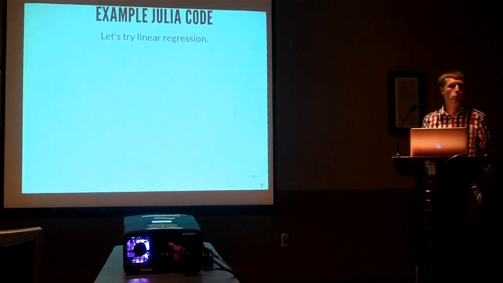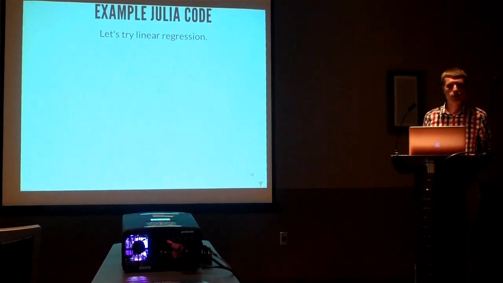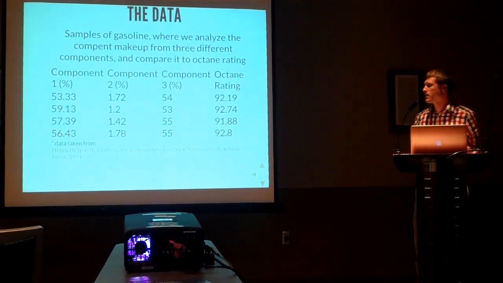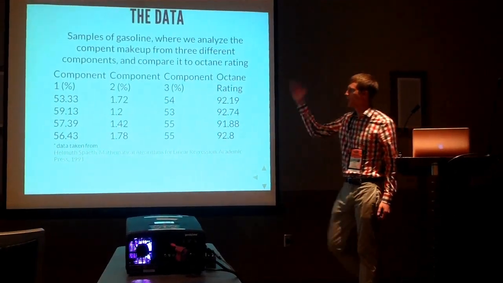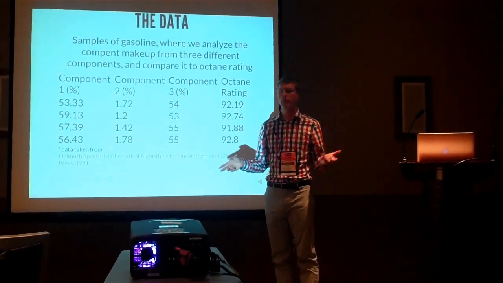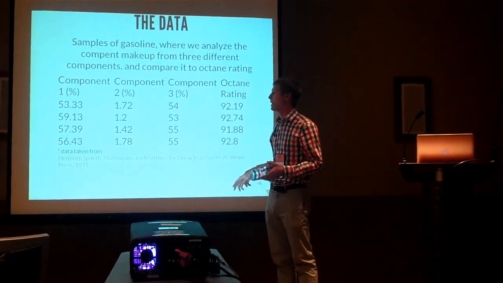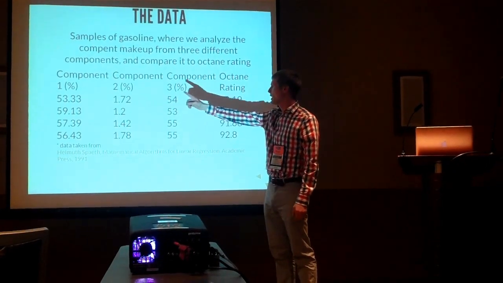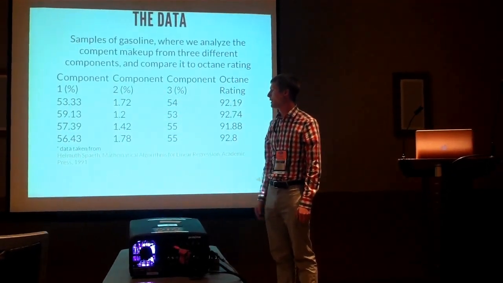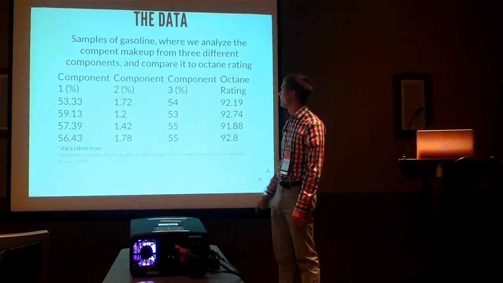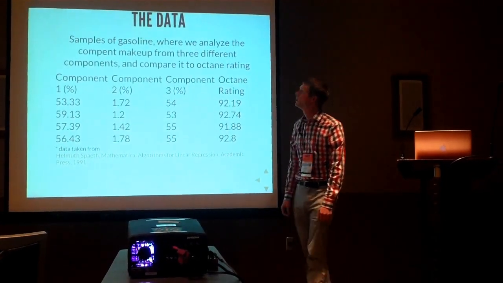So let's take a look at what some code would look like in Julia. We're going to do some basic linear regression here. So looking at a data set, this is data about some samples of gasoline. And gasoline is a complex fluid, but it's made up of, let's say, 3 different components, or 3 different categories of components. And we've measured the composition for a lot of different samples. This is just 4 of them. But this is the percentage breakdown and the octane rating for the gasoline.